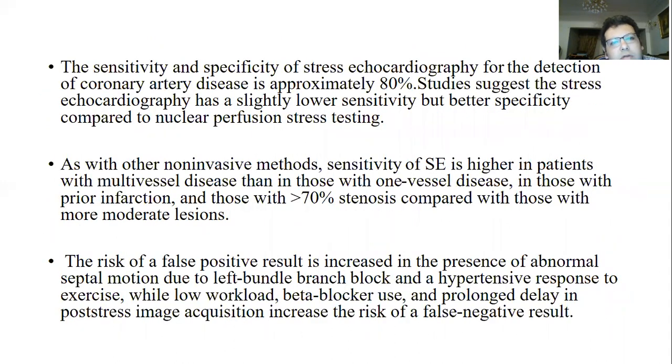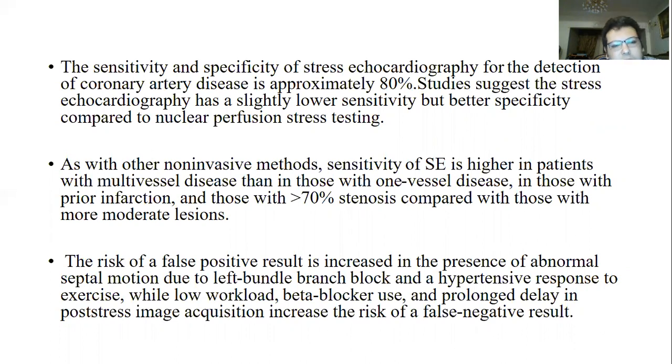The sensitivity and the specificity of stress echo for detection of coronary artery disease is approximately 80%. Studies suggest that stress echo has a slightly lower sensitivity but better specificity compared to nuclear perfusion stress testing. As with other non-invasive methods, sensitivity of stress echo is higher in patients with multi-vessel disease than in those with one-vessel disease, in those with prior infarction, and those with more than 70% stenosis compared with those with more moderate lesions.